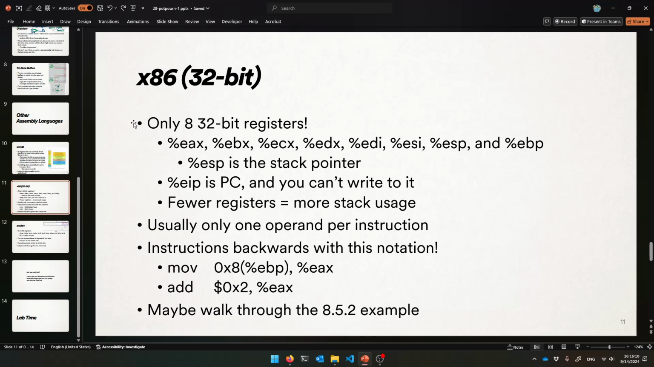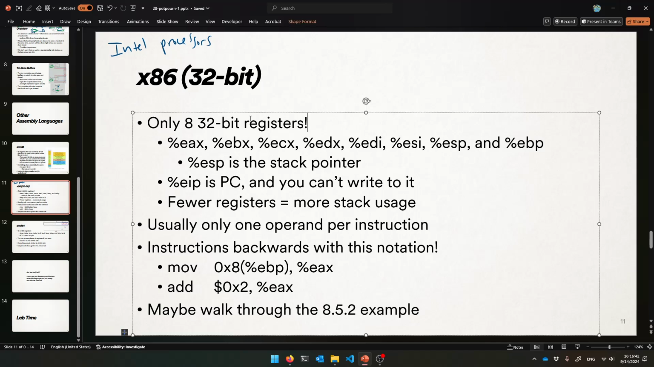So this is Intel assembly. Intel is x86, 32-bit x86. So we're talking about Intel processors, or anybody who uses that instruction set architecture, like AMD processors as well. So back in the day, there was 32-bit Intel assembly. There are weird things about it.